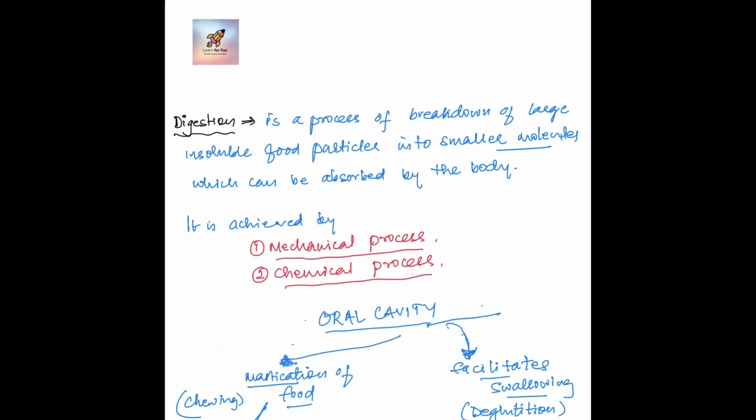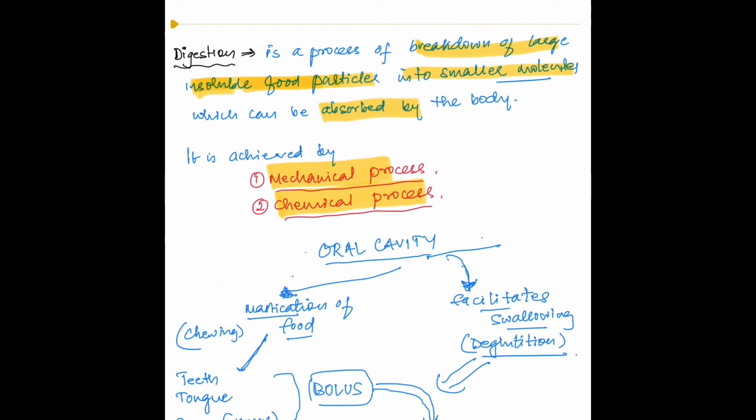Digestion is a process of breakdown of large insoluble food particles into smaller molecules which can be absorbed by the body. It is achieved by both mechanical and chemical process. Digestion begins in the oral cavity. When we chew our food, it is called mastication. Our teeth help in mastication. Tongue helps in rolling of the food and mixing of the saliva, and a bolus is formed.